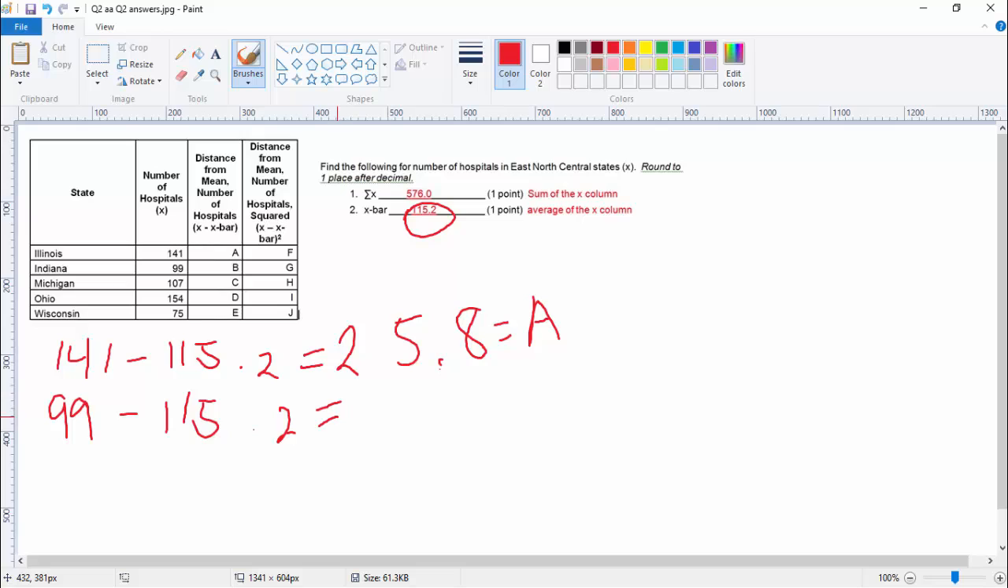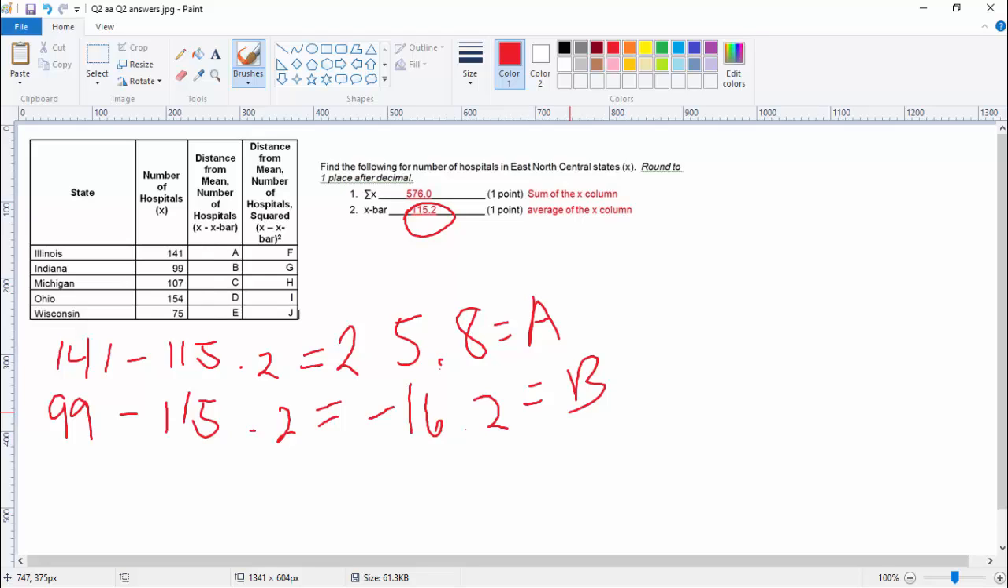So then we'll go here. And so notice how 99 is less than 115.2. There's really a point there. So we're going to get a negative number. Don't be worried about that. That's supposed to happen. So that's going to be negative 16.2. And that's going to be in B.